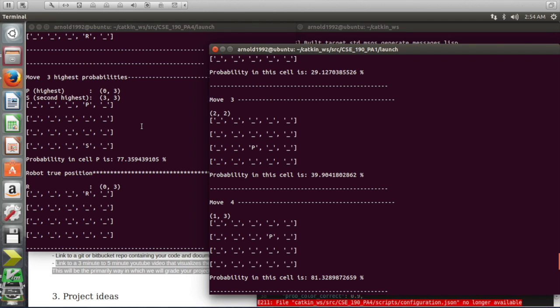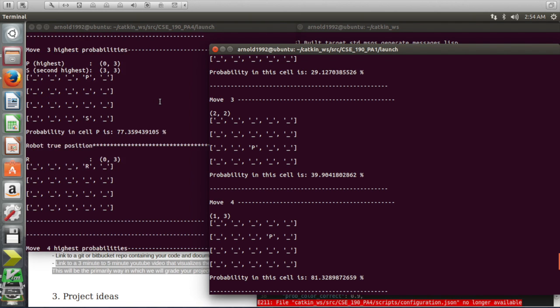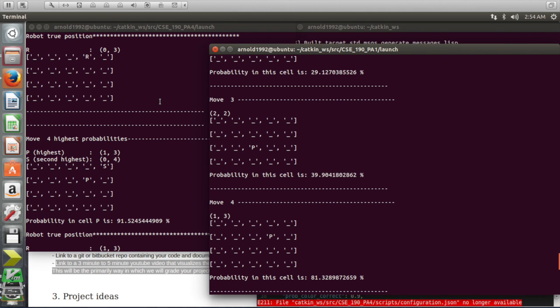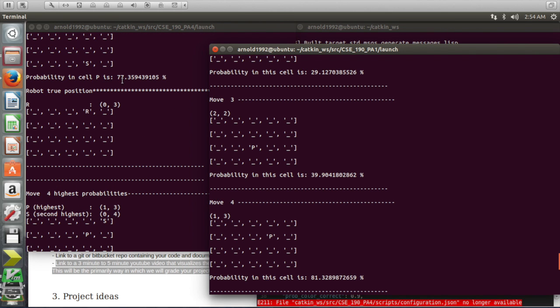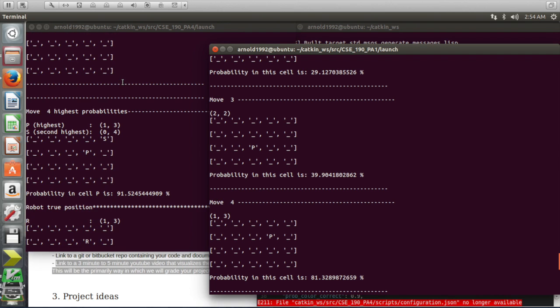After move 3, PA1 did not predict where the robot would be, which is at 0-3. But with the color sensor's help, our filter was able to determine where the robot is, which is at 0-3, with 77% certainty. Let's move on to move 4.